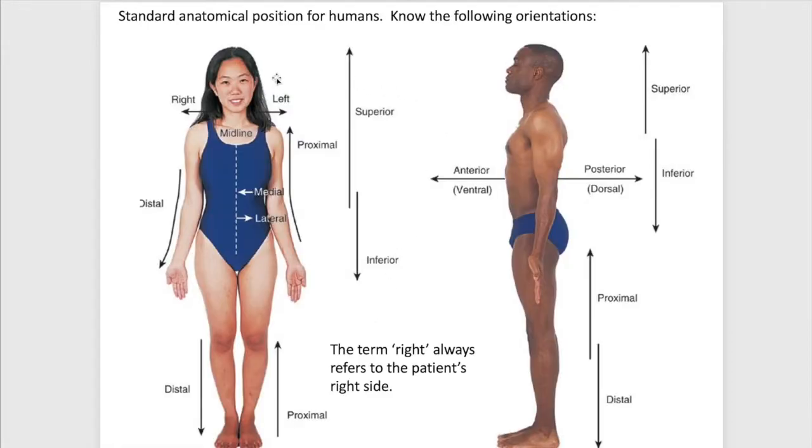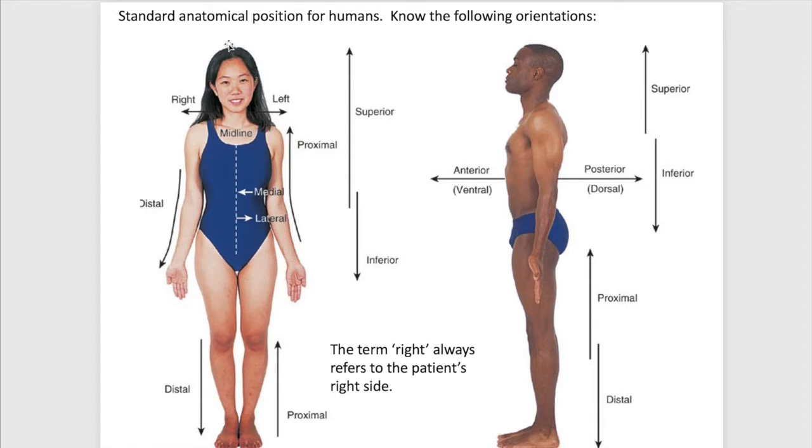We need to know what we call the standard anatomical position for humans, and every single physiologist is going to subscribe to this. The standard anatomical position means that the patient is standing and arms are at the sides. The palms are facing frontward. Clearly, you can rotate your hands so the palms are facing in the other direction, but in standard anatomical position, the palms are facing forward, and the thumbs are facing toward the side, or what we call laterally.